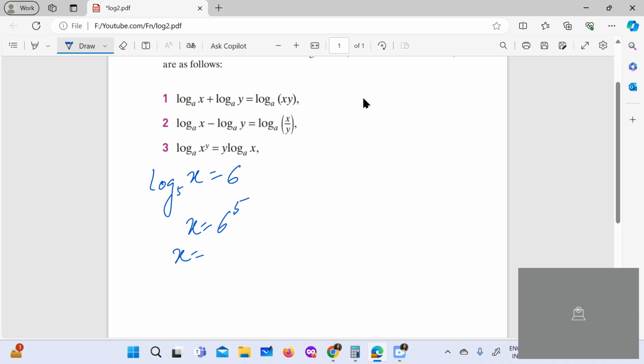I don't think so. Try it once again. Oh, I'm sorry. I wrote it wrong. The base is 5, right? Base is 5, so it has to be 5 to the power of 6, correct? Yeah, 15,625. So be careful, I made one mistake here. Okay, yeah. So next time be careful.